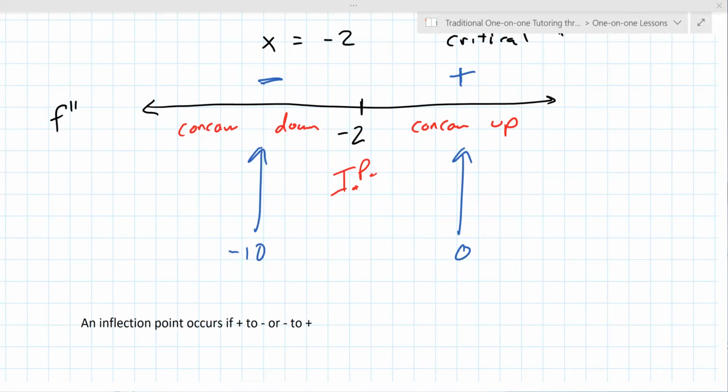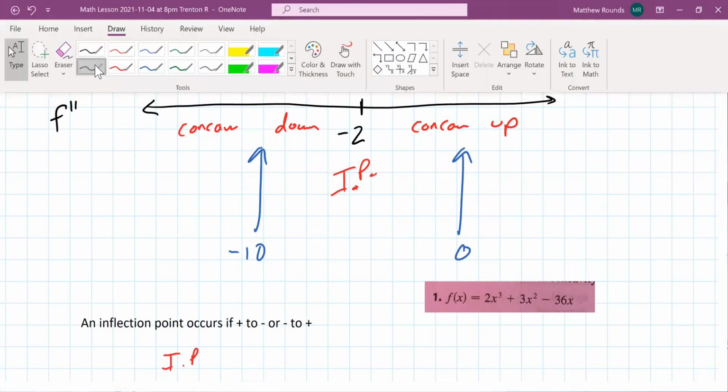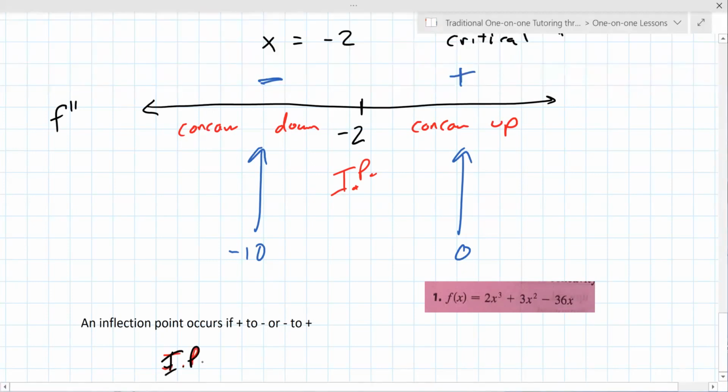Okay. What do you mean? Like you have to get the y value. A point is both x and y. So it's an IP. Let me stop doing that in red. So if it's asking for the IP, you get the x value, which is -2, and then you plug it back in to get the full answer. Get the y value. Yes.